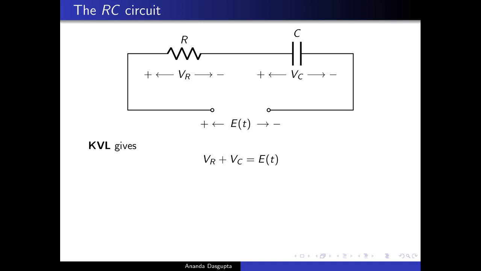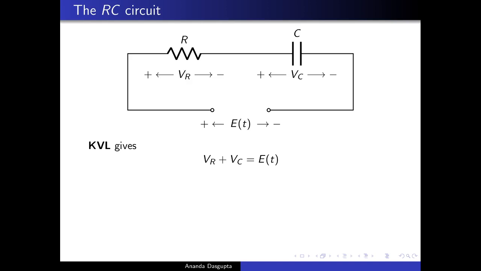To proceed further, we need to know a bit more about what VR and VC are individually equal to, and we already know that. VR, of course, is simply the current through the resistance times the value of the resistance itself. That's the celebrated Ohm's law. What about VC? VC is related not to the current flowing through the resistance, but to the charge.